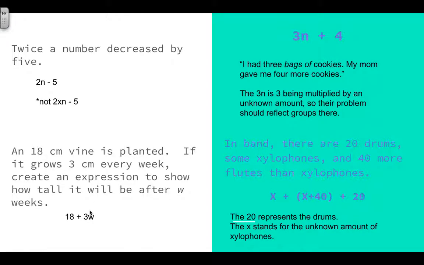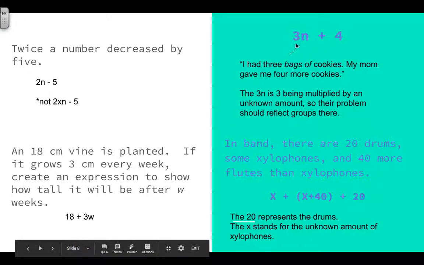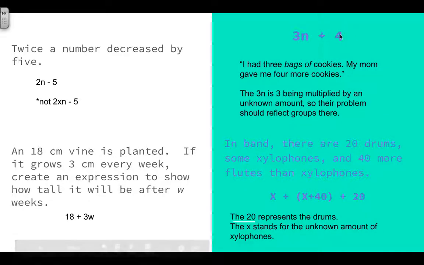So it takes a lot more thinking and slowing down than they want to do, but they will get there. They also have to take an expression and make up a word problem. 3n plus 4 could be 3 bags of cookies, and then somebody gets 4 more individual cookies. Because the n is an unknown value, this is saying 3 groups of some unknown amount. 3 bags of cookies means that I have a bag with multiple cookies in there. We don't know how many.